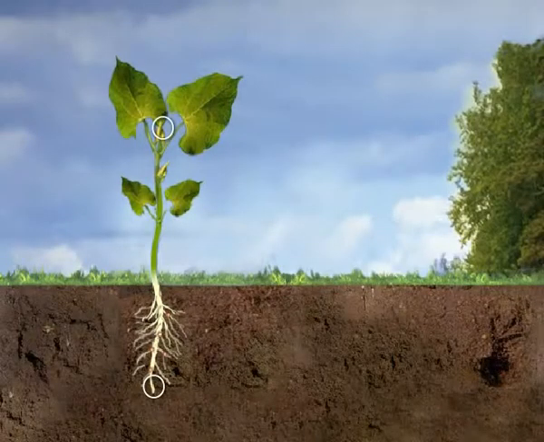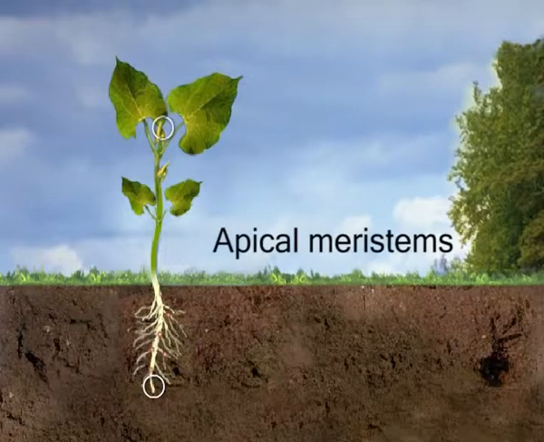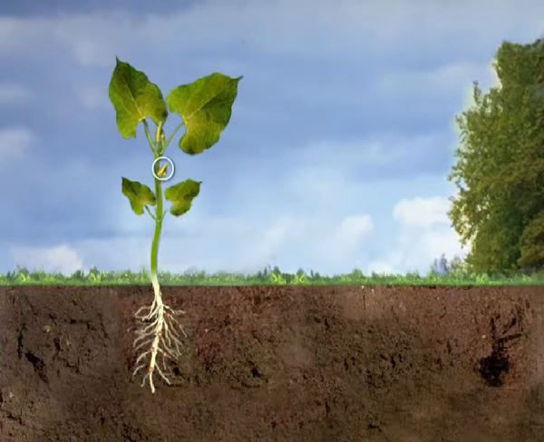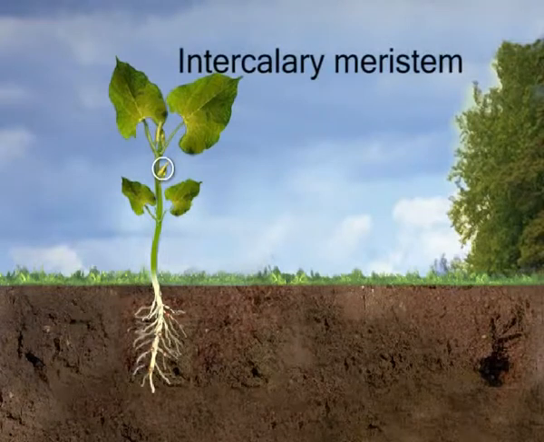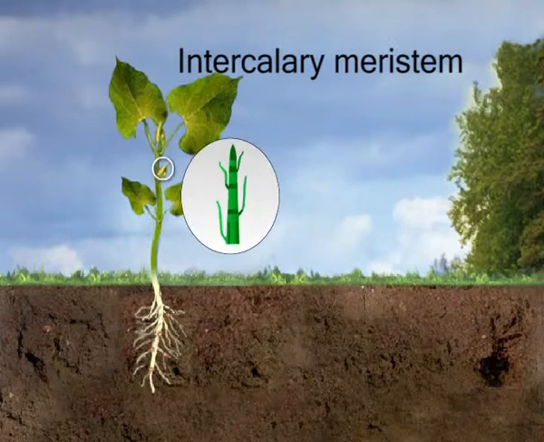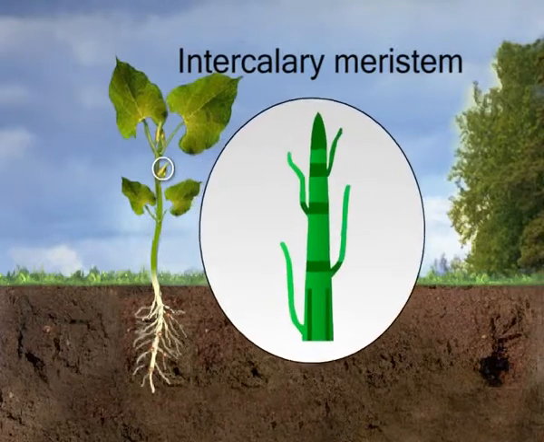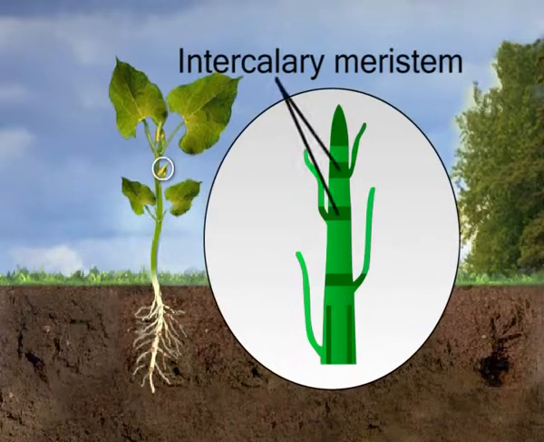Plants grow in length by apical meristems at the tips of shoots. Increase in length is also due to intercalary meristems. These occur between mature tissues of the plant. In the stem, it is found close to internodes. Intercalary meristem is important for the final shape and size of the plant.